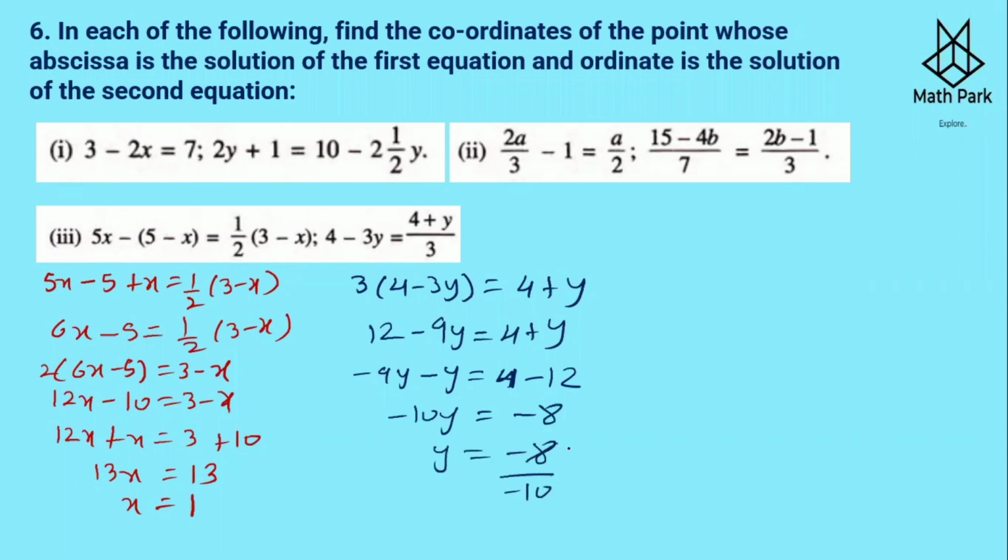Dividing by 2, 2 4s and 2 5s. So we get y is equal to 4 by 5. Thus we have x is equal to 1 and y is equal to 4 by 5. These are the coordinates for question number 3.